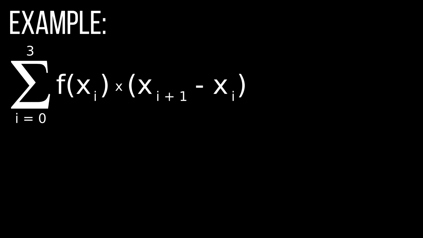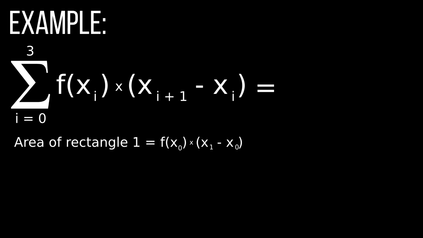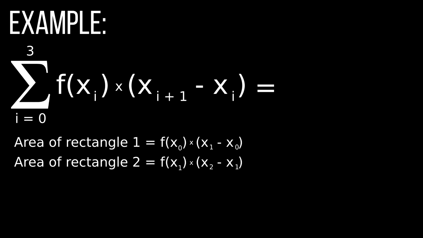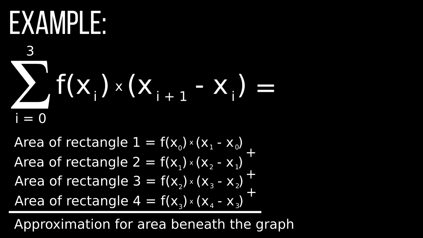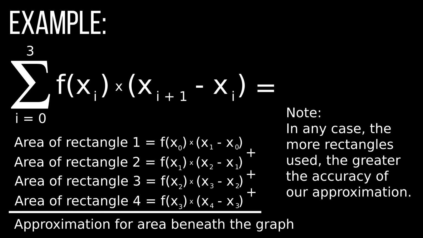An example of the sum if we had 4 rectangles is shown. The area of the first rectangle would be f of x0 multiplied by x1 minus x0. The area of the second rectangle would be f of x1 multiplied by x2 minus x1, and so on and so forth until we had the area of 4 rectangles. And then we'd simply sum them up in order to find the area below the graph. Note that in any case, the more rectangles that we use, the more accurate our approximation will be to the actual area below the graph.